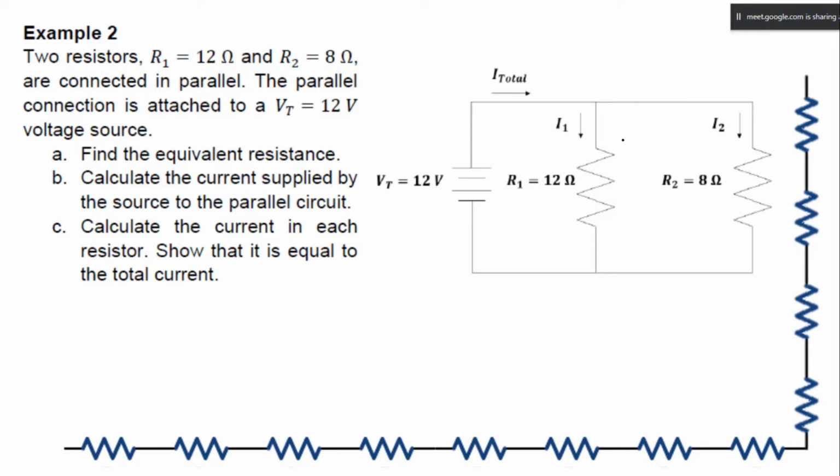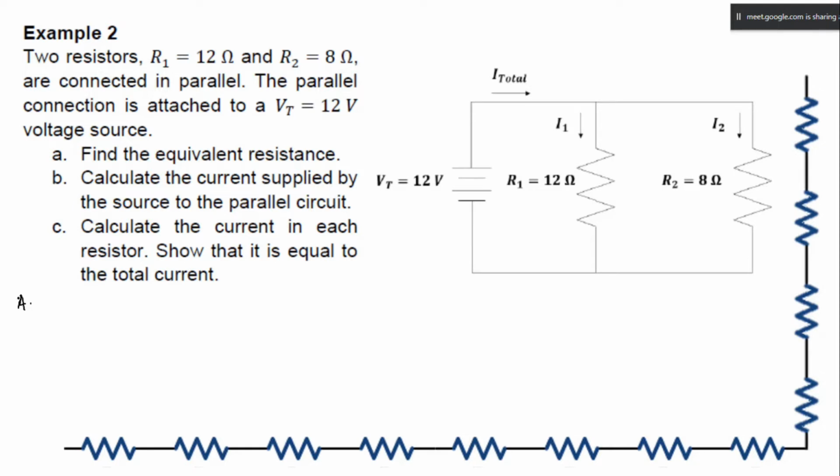And the parallel connection is attached to a V sub t, which is equal to 12 volts as our voltage source. For letter A, find the equivalent resistance. For letter B, calculate the current supplied by the source to the parallel circuit. And letter C, calculate the current in each resistor, and we will show that it is equal to the total current. So let's start with letter A.